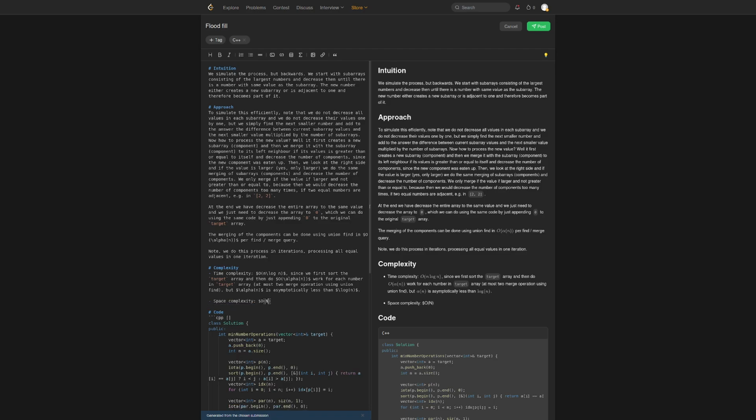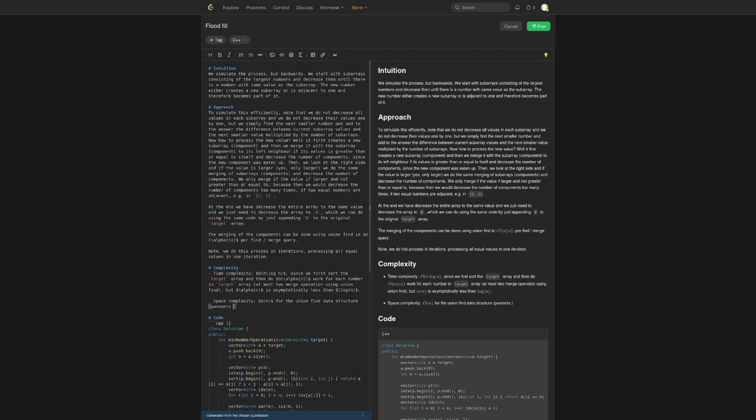Okay, O of n, since we store the sorted target array, I mean, I guess I could sort it in place, since we store for the union find data structure parents of each element and component parents and component sizes of each element.